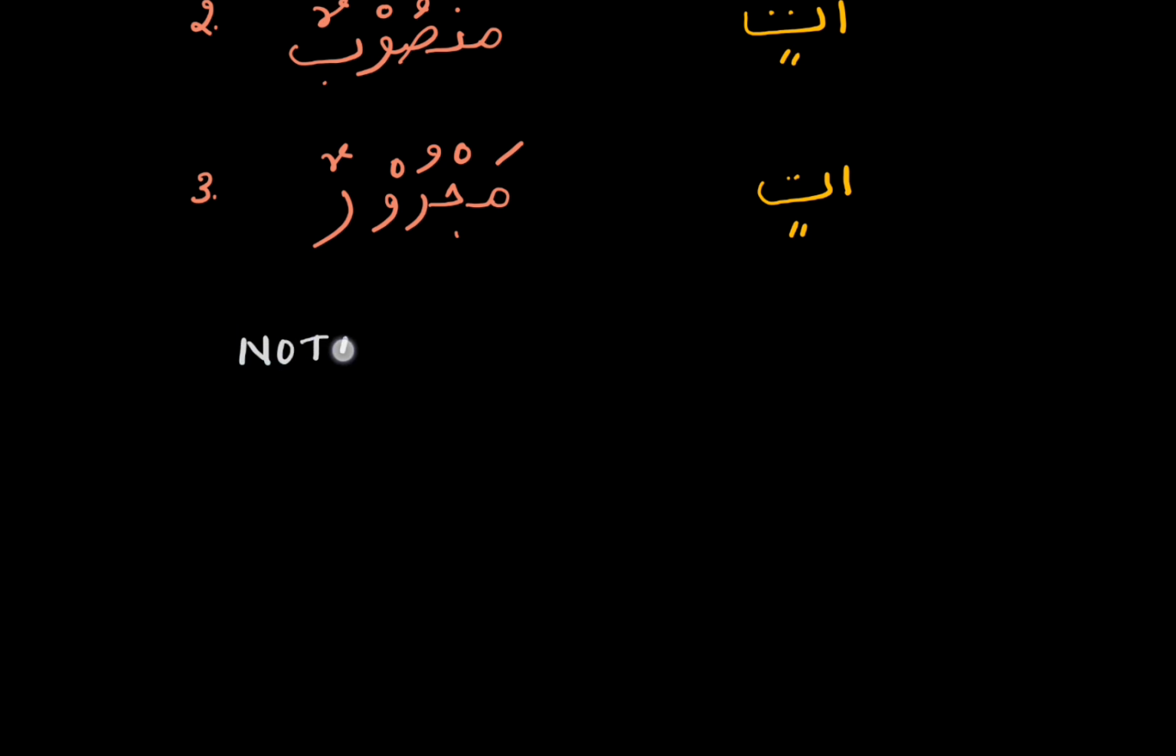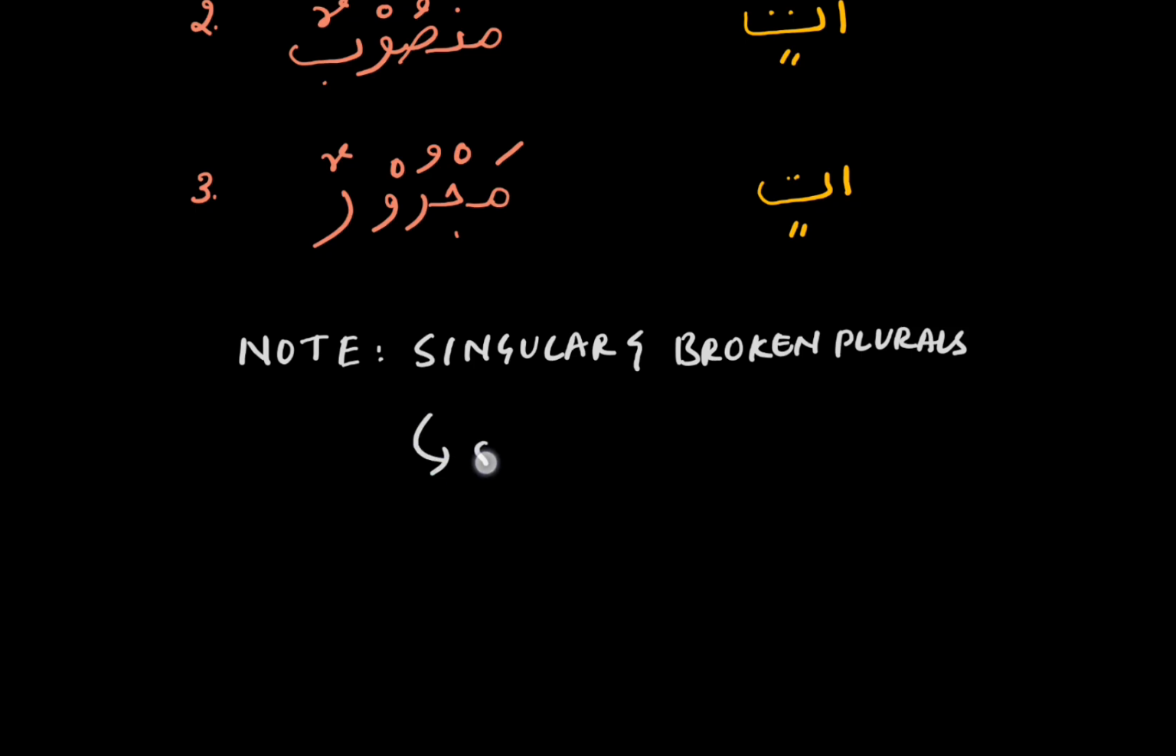Note, a singular noun and a broken plural are twin brothers. The singular nouns and the broken plurals, that is the irregular plurals. The above plurals we have taught are regular plurals, but here the singular nouns and the broken plurals are twin brothers, that is, they have the same case endings like the singular noun. That is, for marfu they have got dhamma.